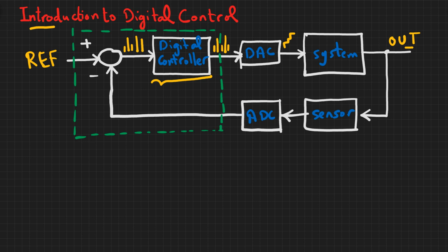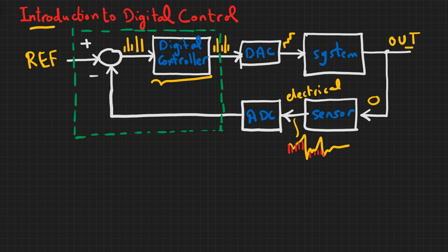We try to sense some variable from the output, as we do in feedback control, but this sensor usually transforms some physical quantity to an electrical signal. Okay, and then this electrical signal in most sensors is also of a continuous time nature. So what we do is that we pass it to an analog to digital converter, this block.